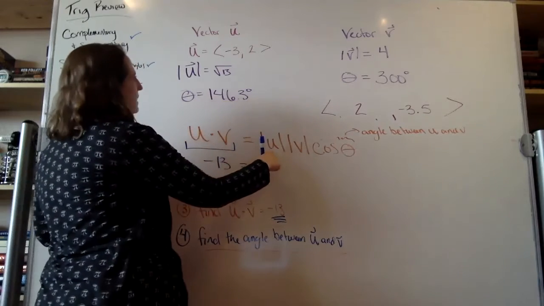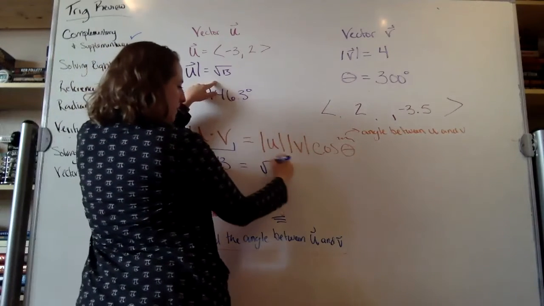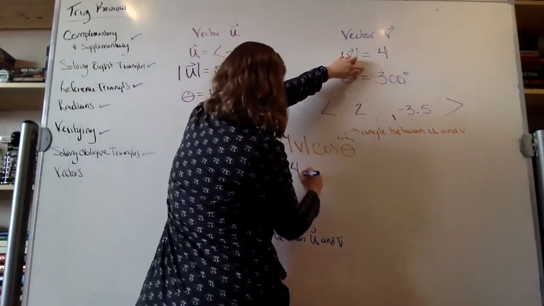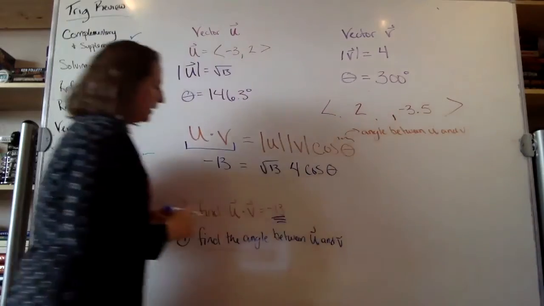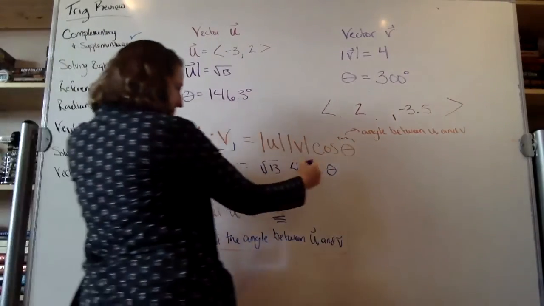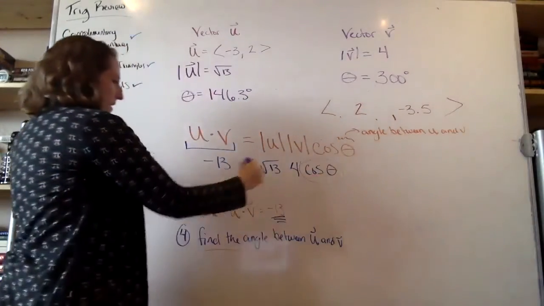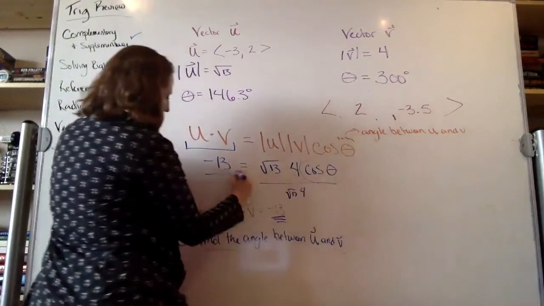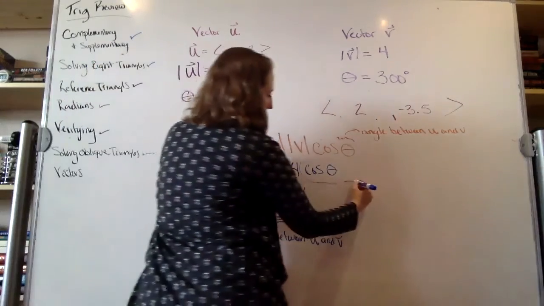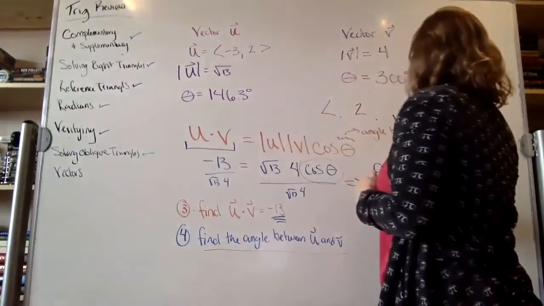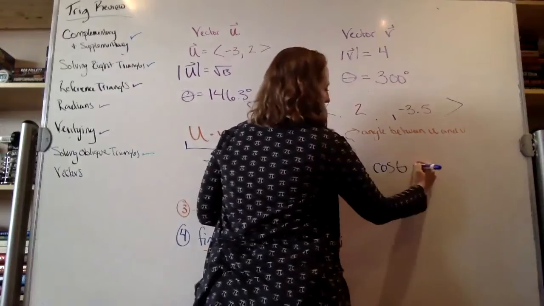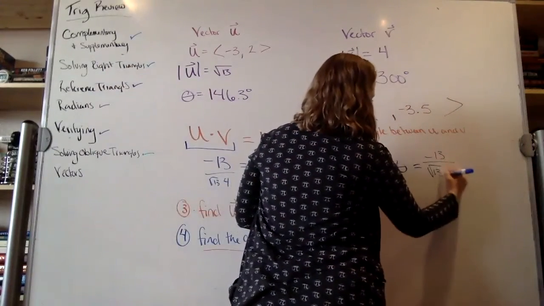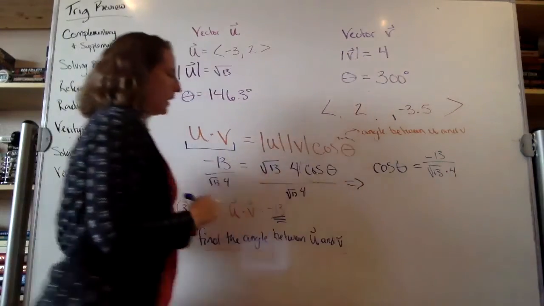Do I know the magnitude of u? Yep, the magnitude of u is the square root of 13. We calculated that up here. Do I know the magnitude of v? Yep, the magnitude of v is 4. So now I'm going to solve this for cosine of theta by dividing both sides by the square root of 13 and 4. That gives me that cosine of theta is equal to -13 divided by square root of 13 times 4. Now that's not pretty.